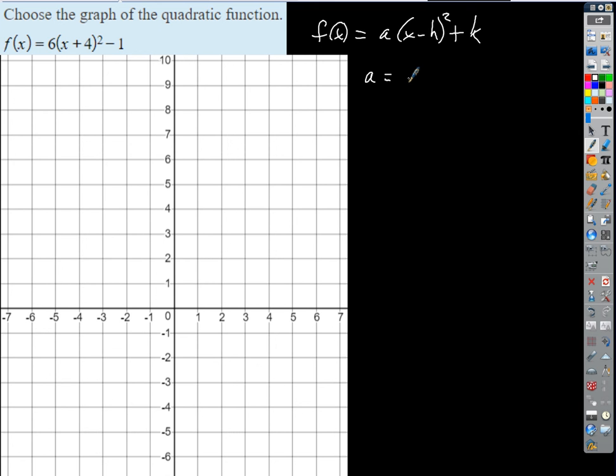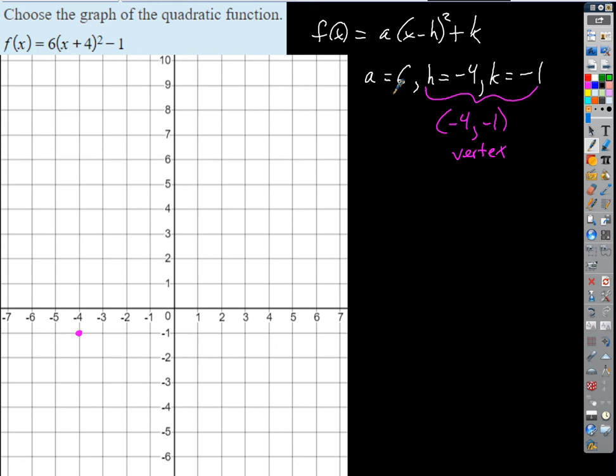A is 6, h is -4, k is -1. So remember what that tells me, right? H and k are the coordinates of the vertex. So that tells us that the vertex is at -4, -1. Okay, so -4, -1 puts us right there, doesn't it? Okay. What about A?